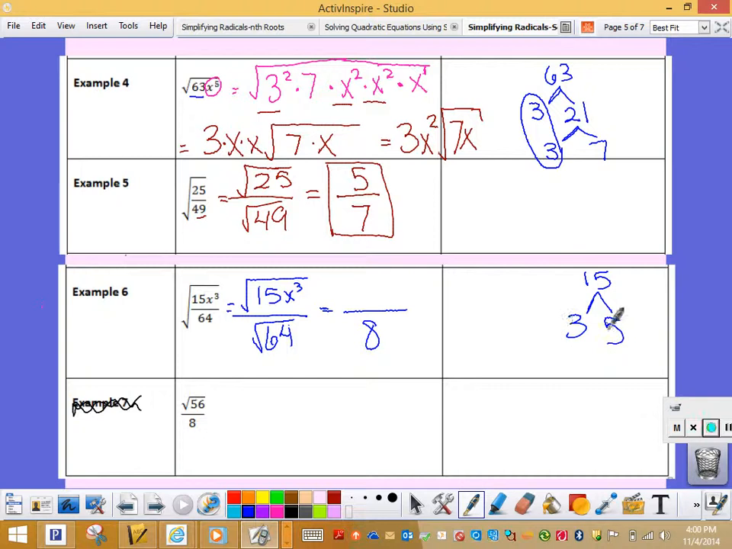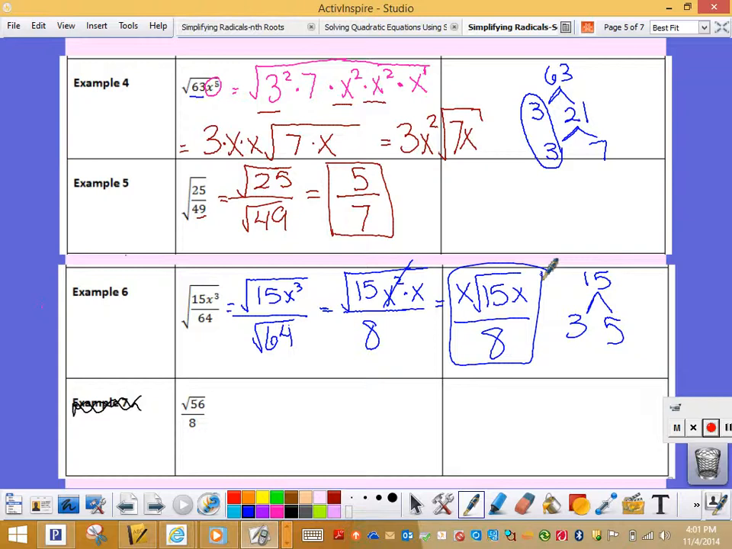There's no pairs, so nothing comes out of that 15. So 15 is going to stay under my square root. But I know that an x cubed, I have an x squared times x. I have a pair of x's. So then one of those x's comes out of my square root. And I'll have x, that takes care of this one. Still underneath is 15 times x, and divided by 8. And that would be your final answer. Alright, the next example we're going to do is 8.